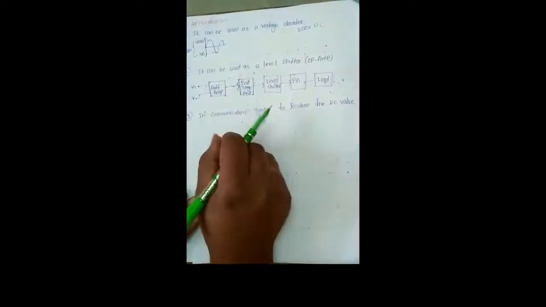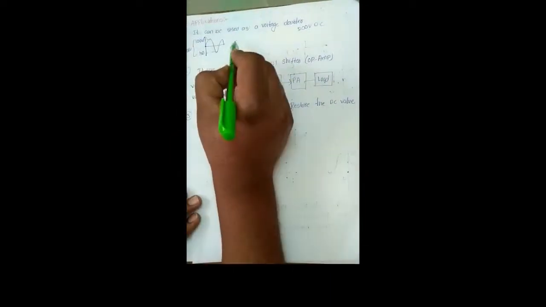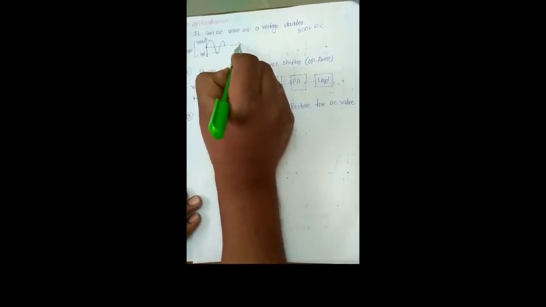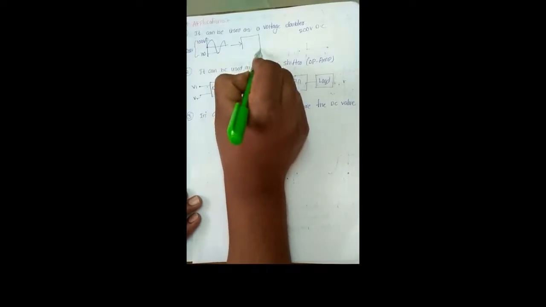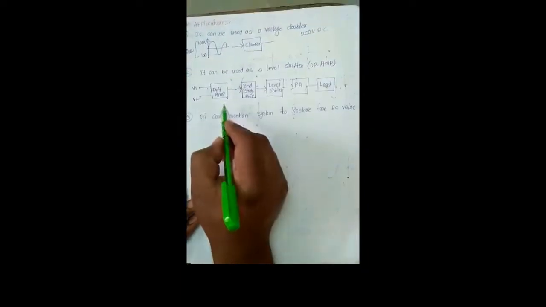Okay, we require the 200 volts DC. How do we get the 200 volts DC? With the help of this AC waveform, this input signal is given to the input of the clamper circuit. So, can the clamper circuit clamp this input signal up to 200 volts DC or not?